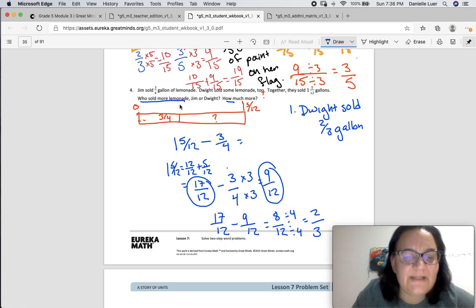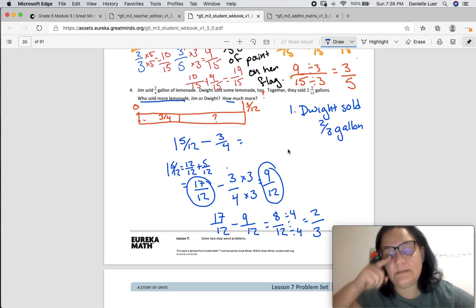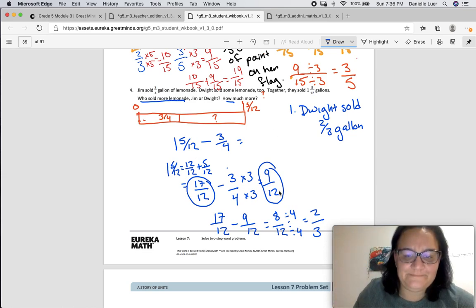Okay. Who sold more lemonade? Jim or Dwight? Well, which is larger, 3/4 or 2/3? So now we're going to compare.